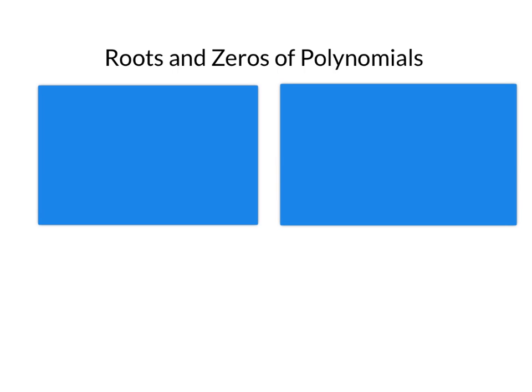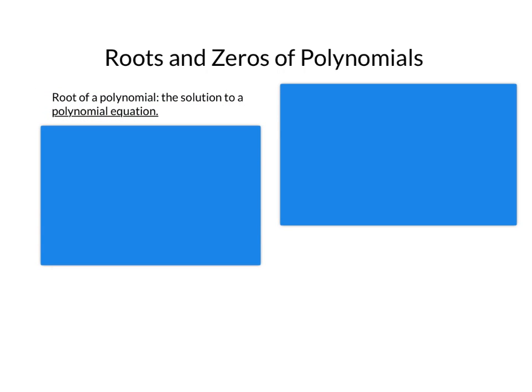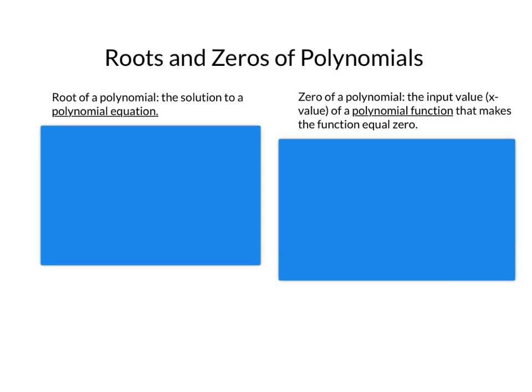I want to start off our virtual learning here today with finding roots and zeros of polynomials. So let's first start off with some definitions. The root of a polynomial is the solution to a polynomial equation, whereas the zero of a polynomial is the input or x value of a polynomial function that makes the function equal to 0. You should take a moment to pause this video and write down these definitions.